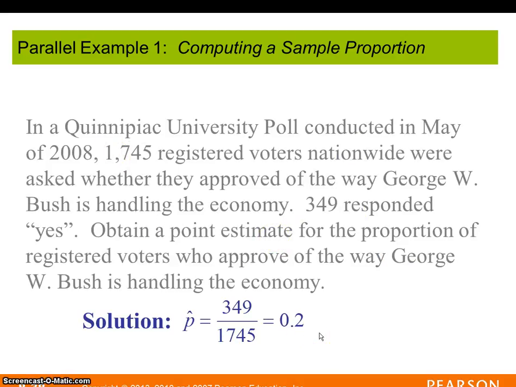We could have asked this the other way around, right? We could have also asked how many disapprove, and that would give you about 0.8, or 80%. So it all depends on what you're asking.